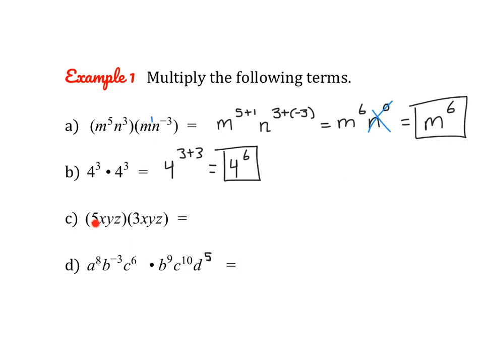Okay, for this next one, let's do one at a time. We can do 5 times 3. We know 5 times 3 is 15. And now let's do x. Here we'll have 1 plus 1, which is 2, so x squared.